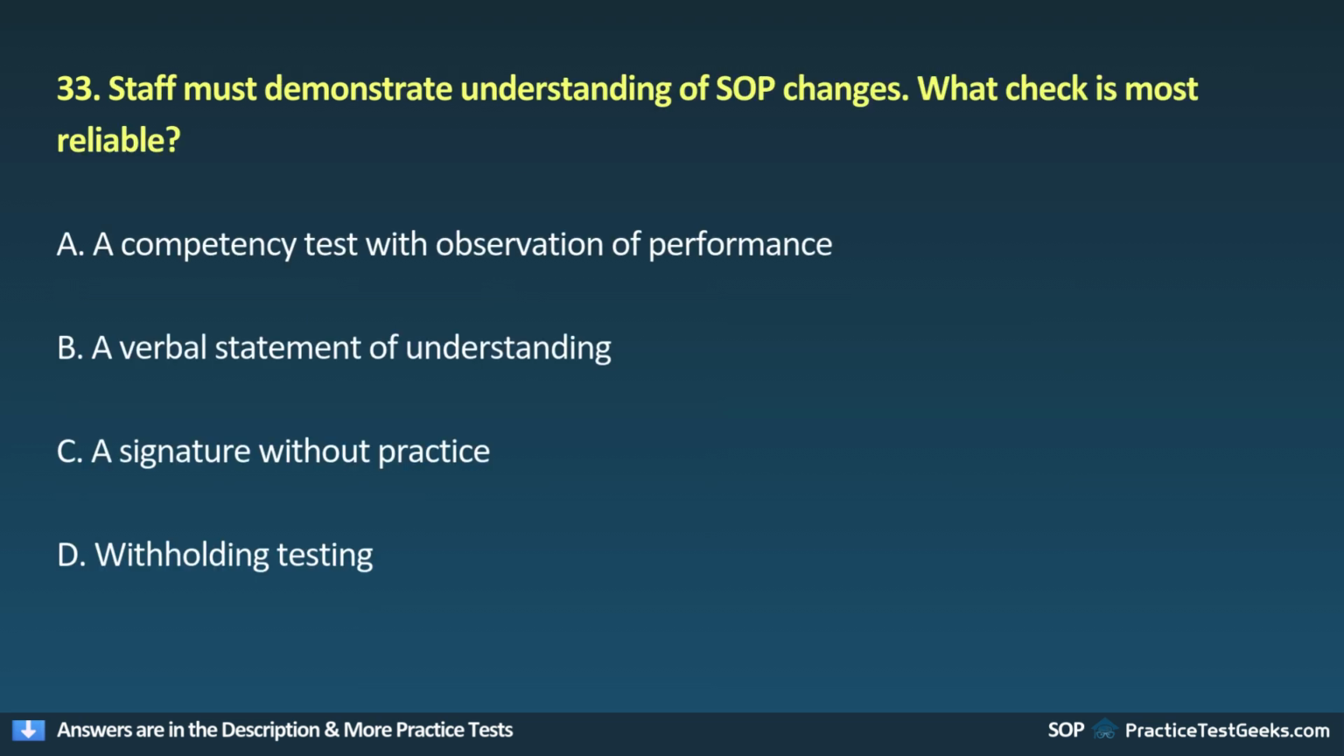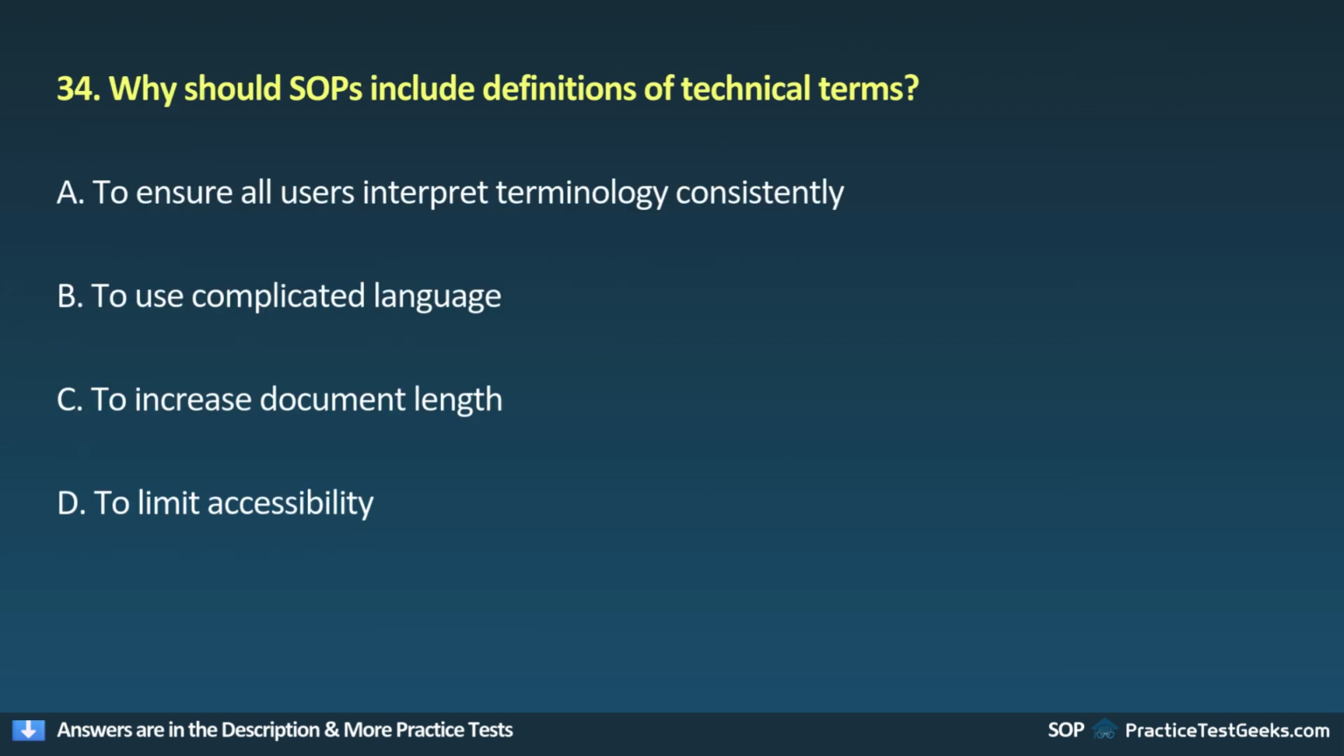33. Staff must demonstrate understanding of SOP changes. What check is most reliable? A. A competency test with observation of performance. B. A verbal statement of understanding. C. A signature without practice. D. Withholding testing. 34. Why should SOPs include definitions of technical terms?